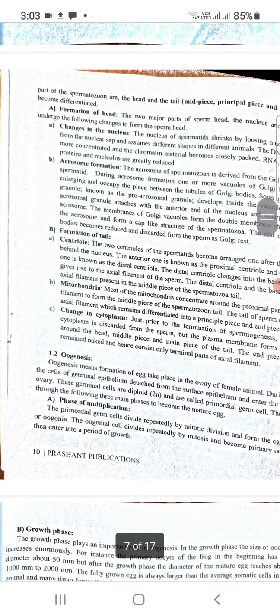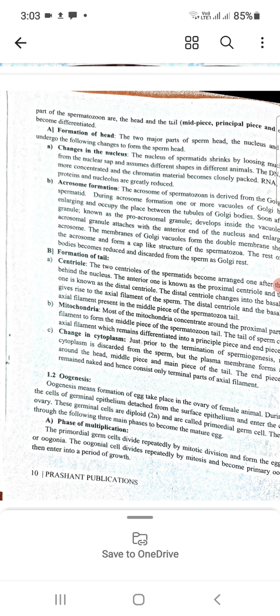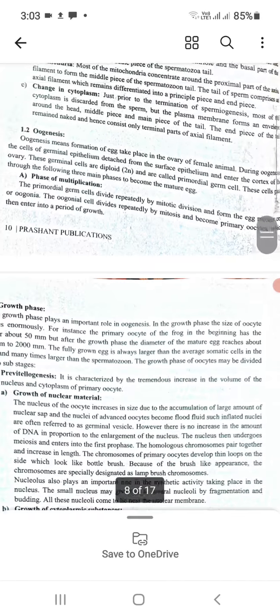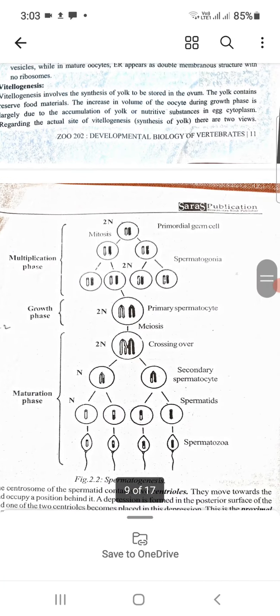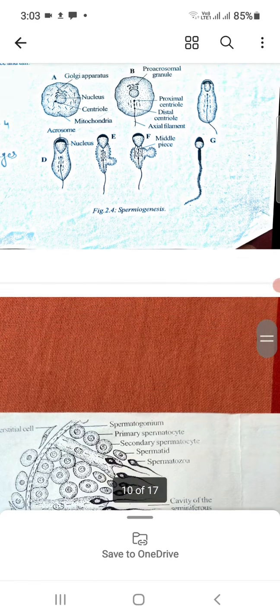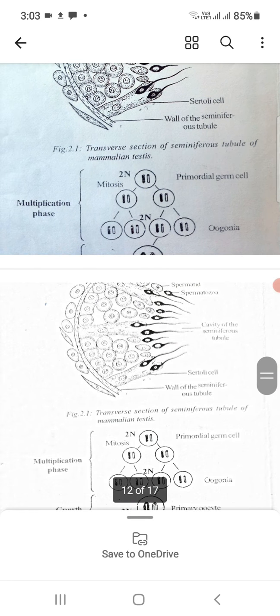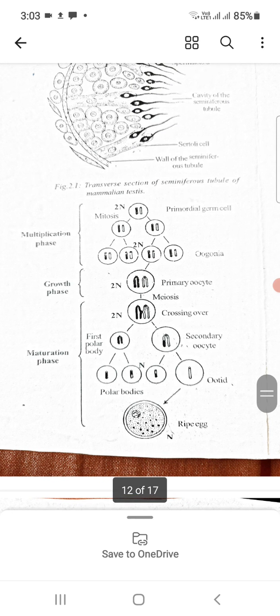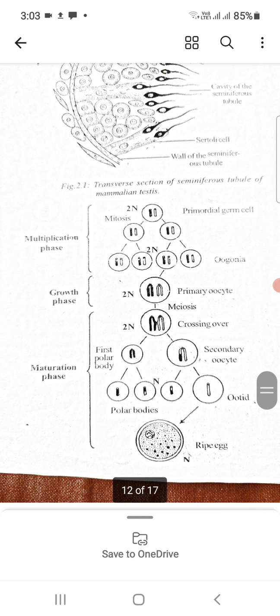oogenesis. Oo means egg. The formation of egg takes place in the ovary and is called oogenesis. Oogenesis takes place in the ovary, and spermatogenesis takes place in the testis. Oogenesis is also divided into 3 phases, as seen in the figure. This figure shows the oogenesis. Oogenesis is divided into 3 phases: the multiplication phase, growth phase, and maturation phase.